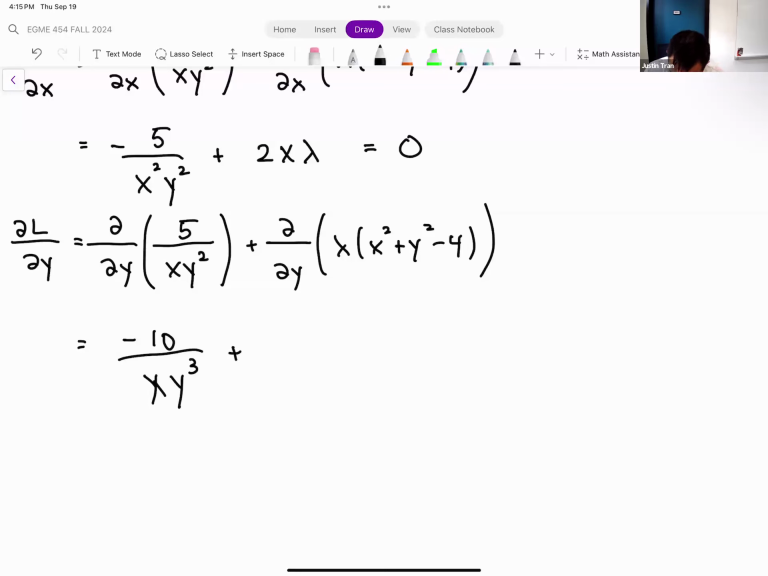Meanwhile, this term here looks very similar. So this is going to be 2 lambda y.